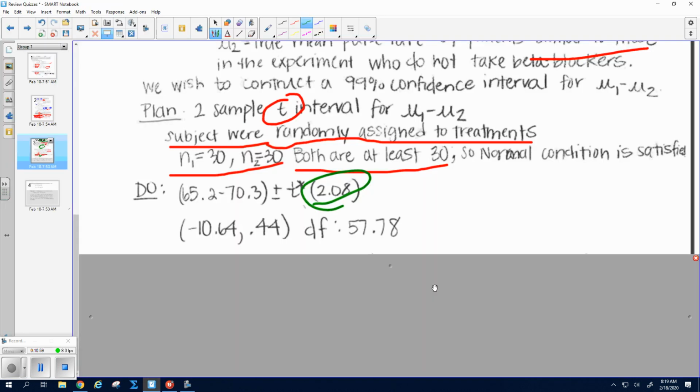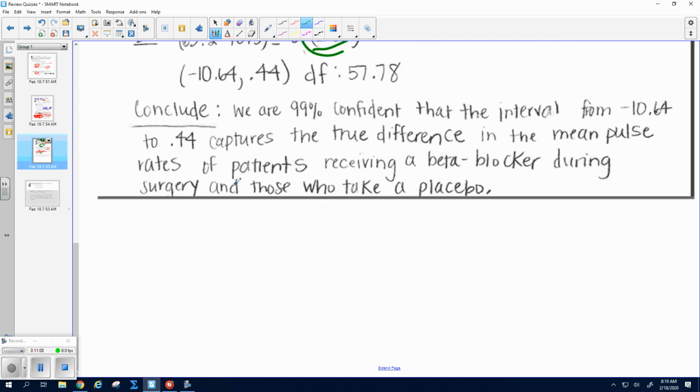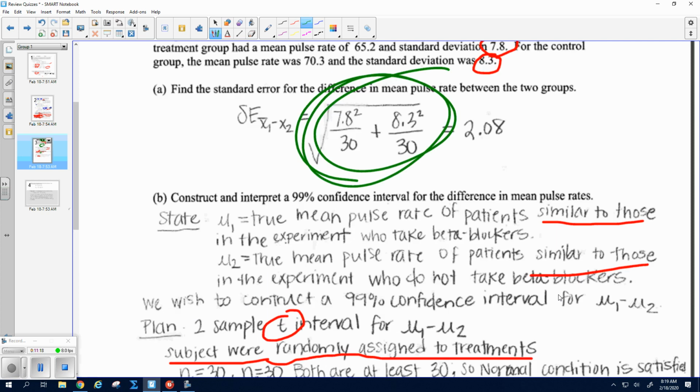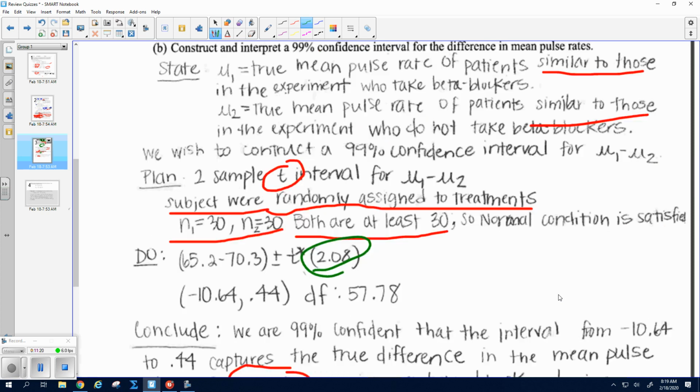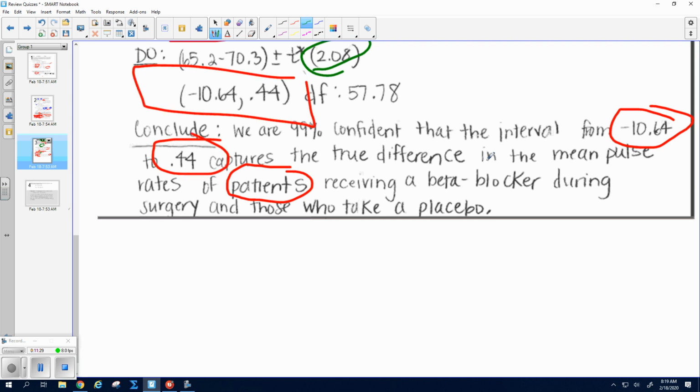Okay, so we are 99% confident that the interval from negative 10.64 to positive 0.44 captures the true difference in the mean pulse rates of patients receiving beta blockers during surgery and those who take the placebo. And we should say for patients like the ones in the study, but if you did say it in the state part, I will give you credit for that. Okay, so is this evidence of a difference? No. 0 is included in the interval, so really that's not evidence of a difference.